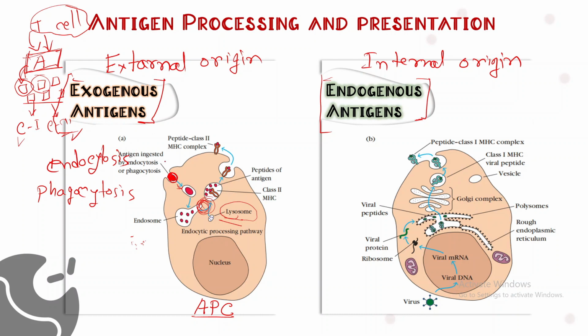Now let's see the process of exogenous antigen formation. This is an antigen, or let's say a bacteria or a virus particle. This antigen is ingested by the antigen presenting cell, which forms an endosome, and then in the cell there will be a lysosome. The lysosome fuses with the endosome and forms an endolysosome. This endolysosome then breaks down the antigen into small peptide fragments. These small peptide fragments then attach to the MHC class 2 molecule. Then this MHC class 2 molecule goes to the surface of the cell, and now the cell surface contains the MHC class 2 molecule presenting this antigen.